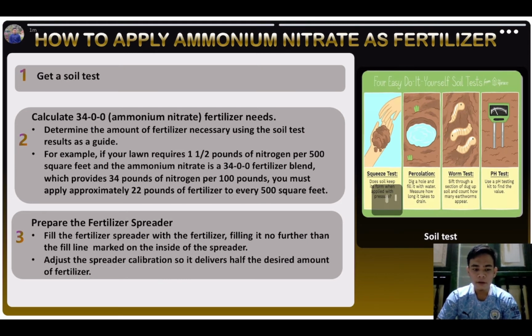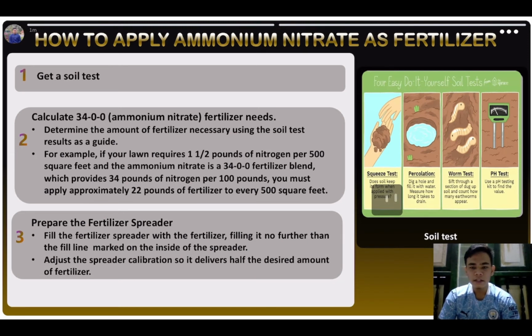And then the percolation test. The percolation test is important to determine whether you have a drainage problem or not. To test your drainage, first of all, dig a hole 6 inches deep. Fill the hole with water and let it drain completely. Fill the hole with water again and keep track of how long it takes for the water to drain. If water takes more than 4 hours to drain, it means that you have poor drainage.